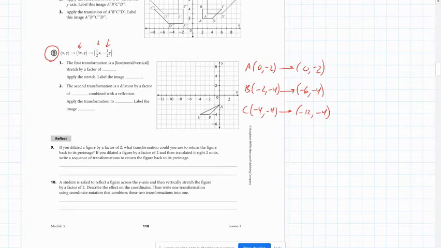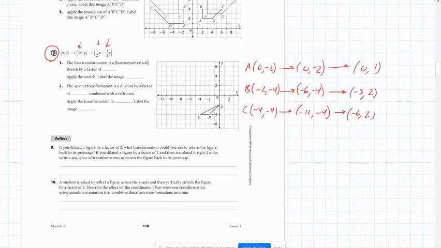Now the second transformation says multiply the x coordinate by 1/2 and the y coordinate by -1/2. So then that's going to be still 0 and then +1. Multiply -6 by 1/2 and you get -3. Multiply -4 by -1/2 and you get +2. And -12 times 1/2 is -6. -4 times -1/2 is +2.